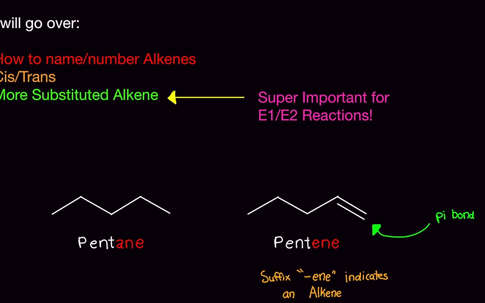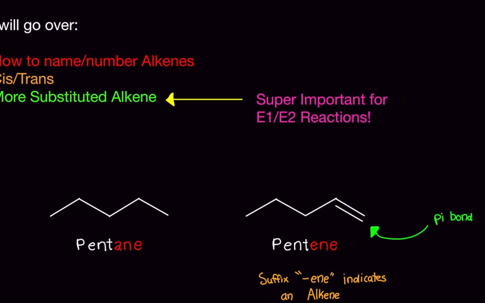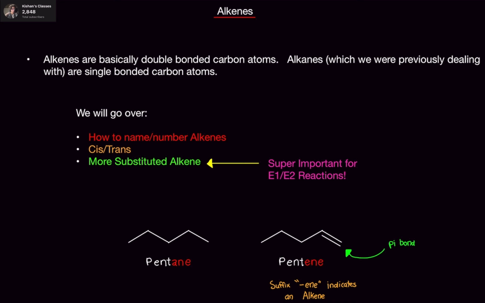This double bond is also known as a pi bond, for a bunch of other reasons you don't really care about, or I don't really care about. It's just a bunch of jargon, so don't really worry about that. Now, there's also alkynes. Alkynes are triple-bonded carbons, which we're going to get to much later on in organic chemistry. So don't worry about that.